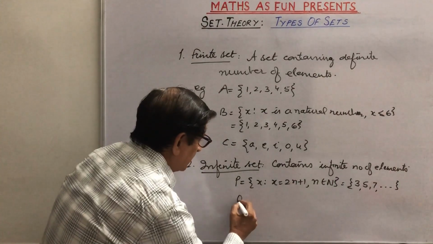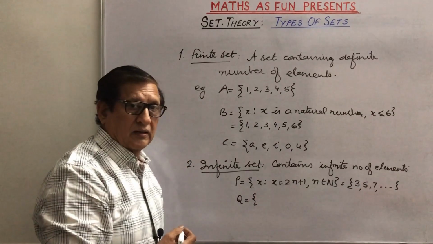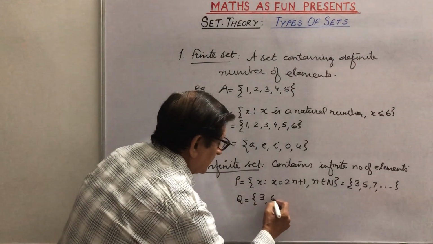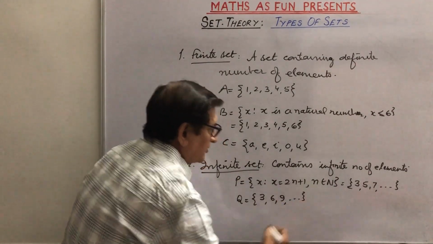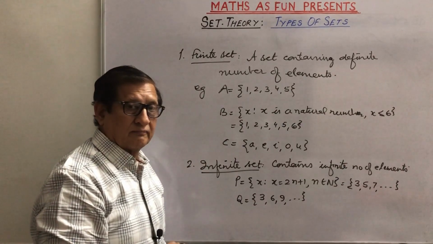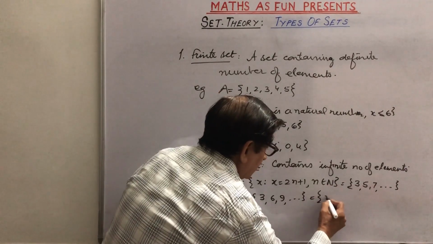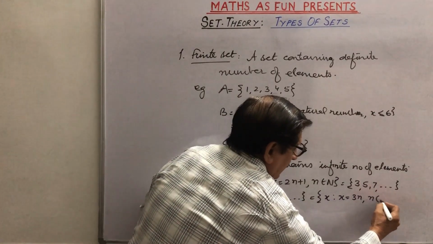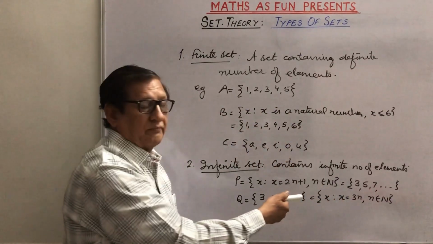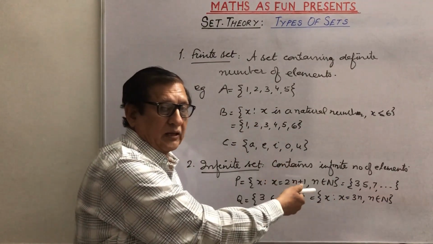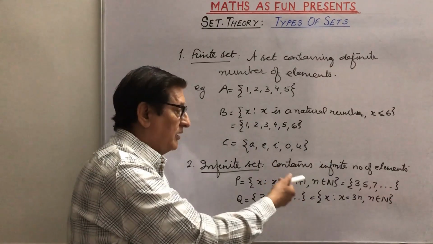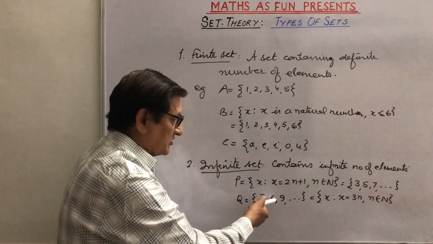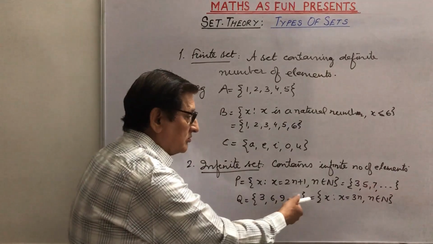We can have one more example. Suppose Q has all multiples of 3, that is 3, 6, 9 and so on. This can also be written in the set builder form, x such that x is equal to 3n, where n belongs to N. N is an element of capital N, it means this is a natural number, and the multiples of natural numbers by 3 are 3, 6, 9 and so on. So this is also an infinite set.